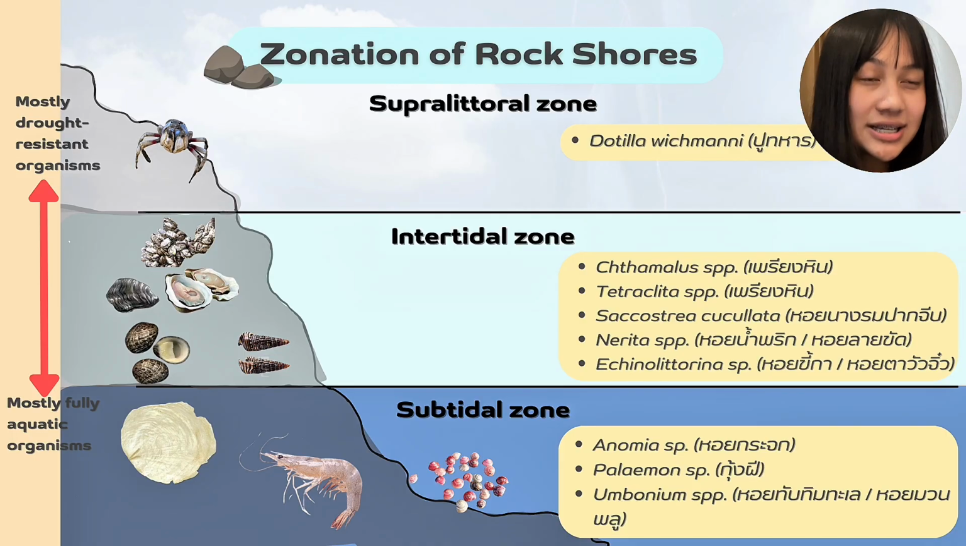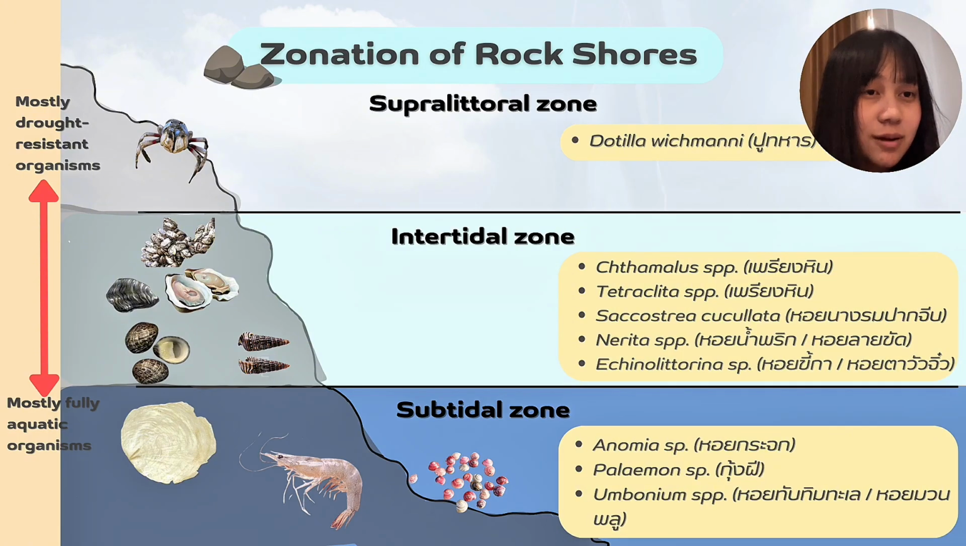This slide shows the zonation of rocky shores, which are also divided into 3 main zones. First, the supralittoral zone is rarely covered by seawater, so organisms here must be able to resist dryness. The second one is the intertidal zone. It's affected by tides. Many organisms such as barnacles, oysters, and snails attach firmly to rocks to resist storm waves. And the third one is the subtidal zone. It's always underwater, where fully aquatic organisms like shrimps and some mollusks live.